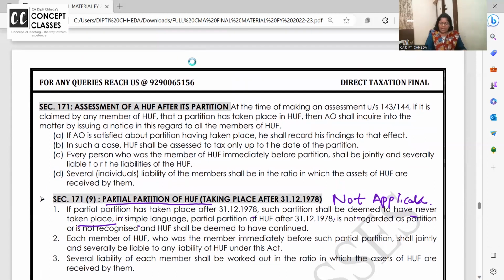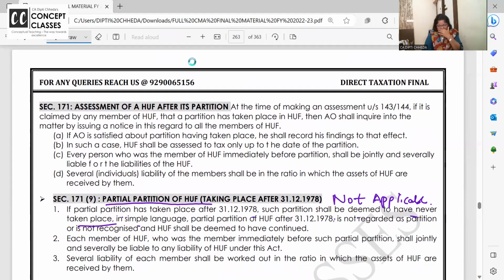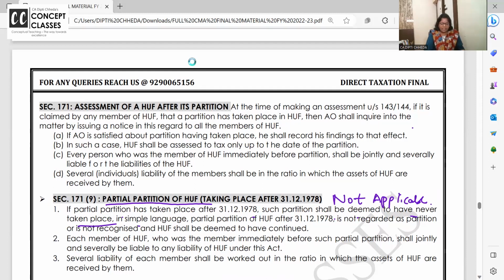हाँ, ये important है. At the time of making assessment 143 regular or best judgment, if it is claimed by a member of HUF that partition has taken place in HUF, then AO shall inquire into the matter by issuing a notice in this regard to all the members of the HUF. If AO is satisfied about partition having taken place, he shall record his finding to that effect. In such case, HUF shall be assessed to tax only up to the date of partition. Partition जहां तक हुआ है वहां तक का HUF को रिटर्न भरना पड़ेगा.